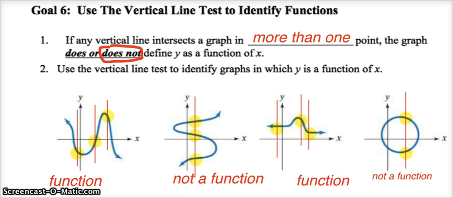So if you have questions for me, go ahead and jot those down in your notes next to Goal 6, and the next time you see me, I'll be happy to address those questions for you. Please make sure you move on to Goal 7 from here.